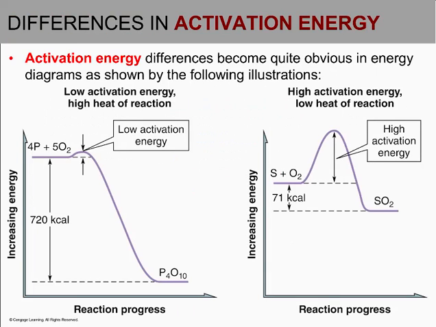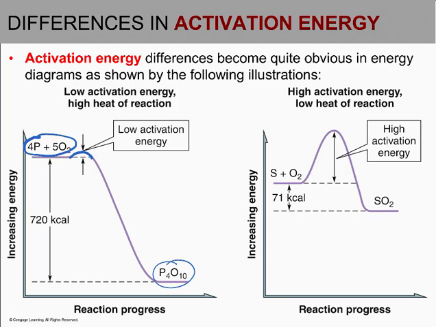All right, now some reactions have a really high activation energy, and some reactions have a really low activation energy. So there are a couple of different examples here showing the different amounts of activation energy that are necessary. So on the left, we have a reaction where 4 moles of phosphorus react with 5 moles of oxygen molecules. And this reaction doesn't require a lot of energy. So the activation energy is really, really low. And then at the end of the reaction, we get P4O10 as our product.